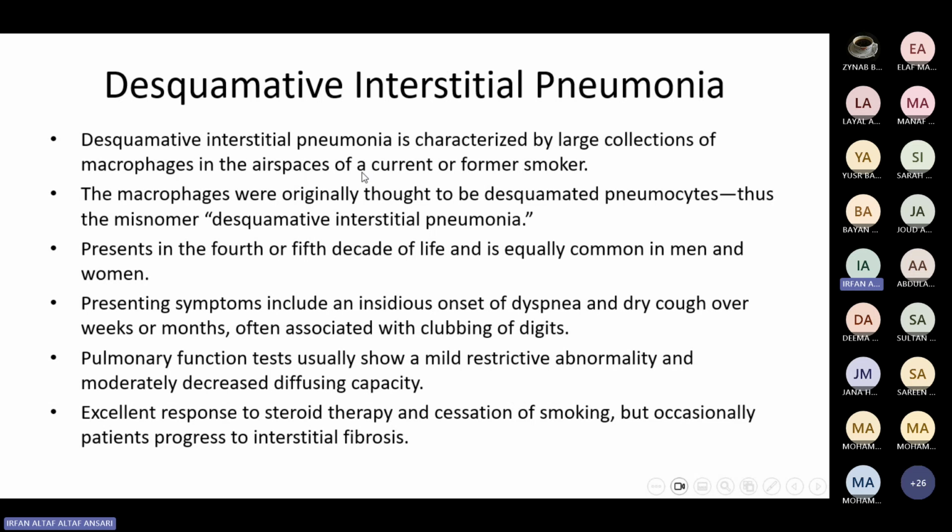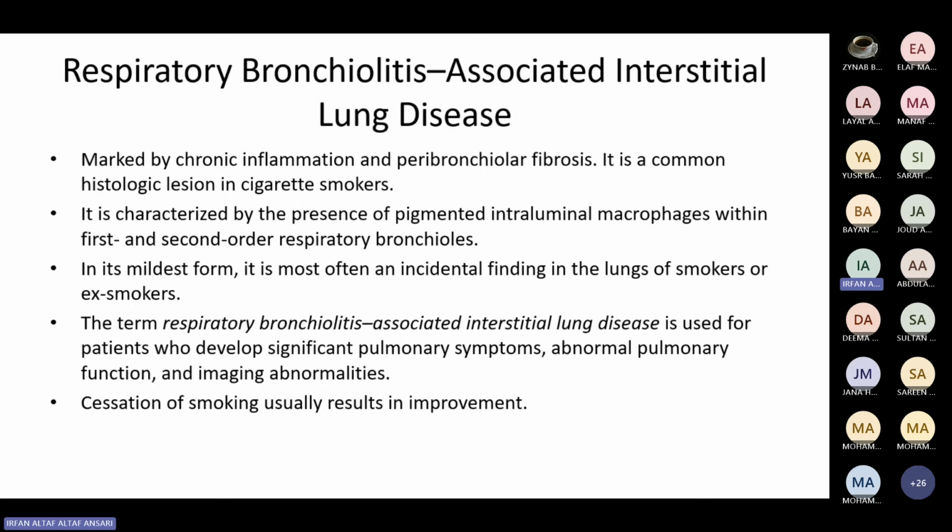So there is an insidious, slow onset of dyspnea and chronic cough for weeks and months. You don't find anything like COPD features or pneumonia. Instead, lung biopsy shows lots of macrophages in the air spaces. If you give patients steroids and ask them to stop smoking, the majority respond well with very good recovery, and some patients might develop interstitial fibrosis.